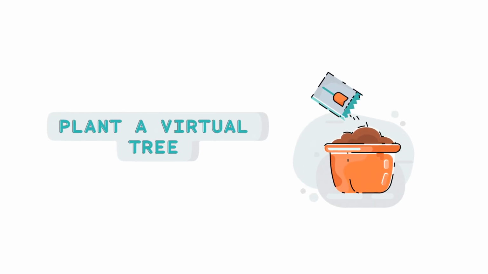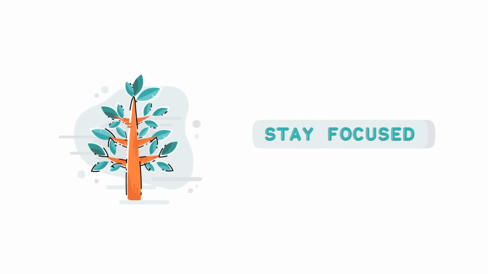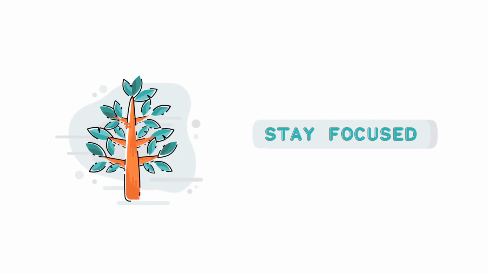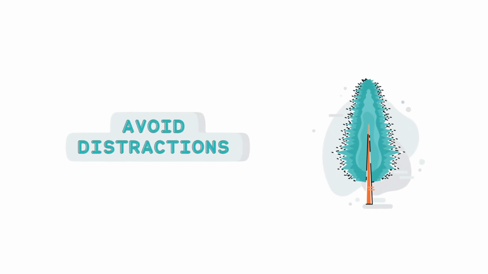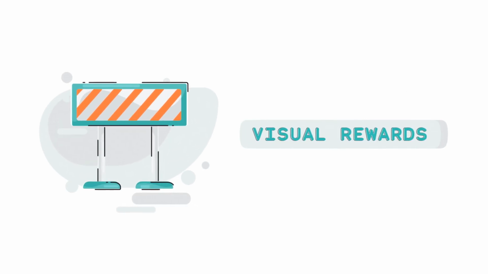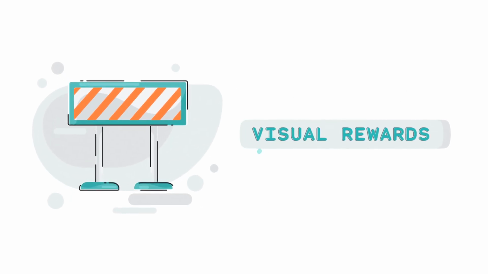When you want to study, you plant a virtual tree. As long as you stay in the app and on task, the tree grows. If you leave to check social media, the tree withers. This simple trick provides a powerful visual reason to avoid distractions.